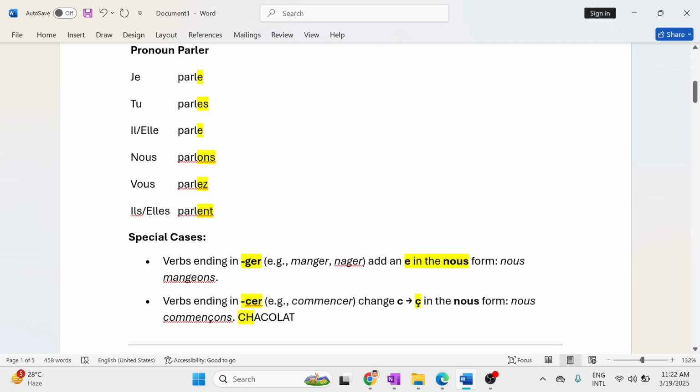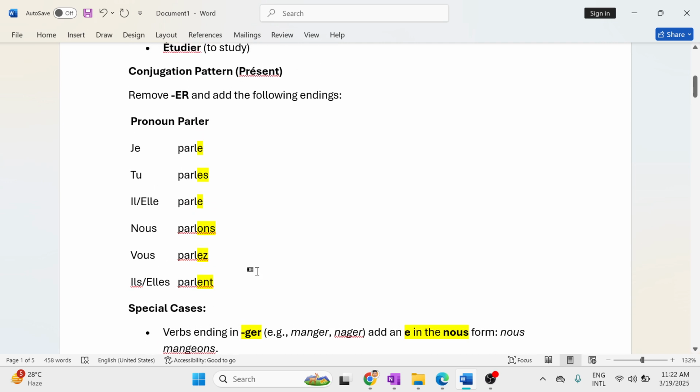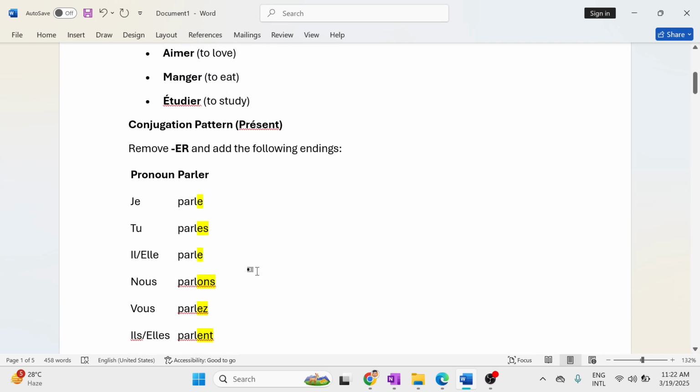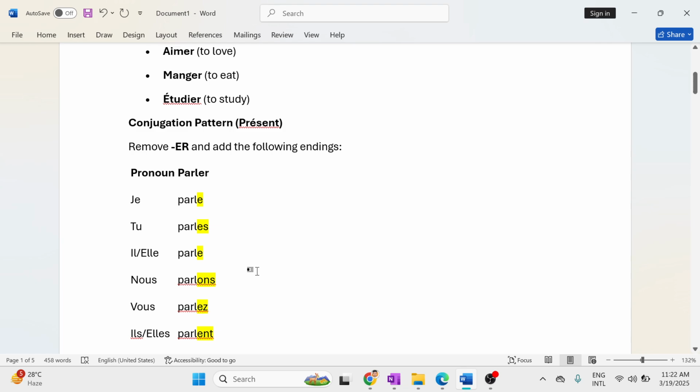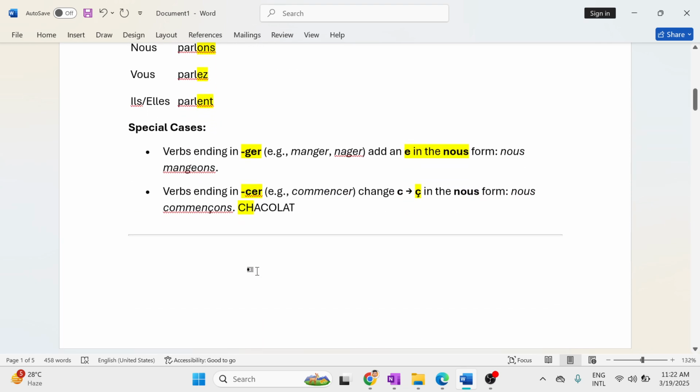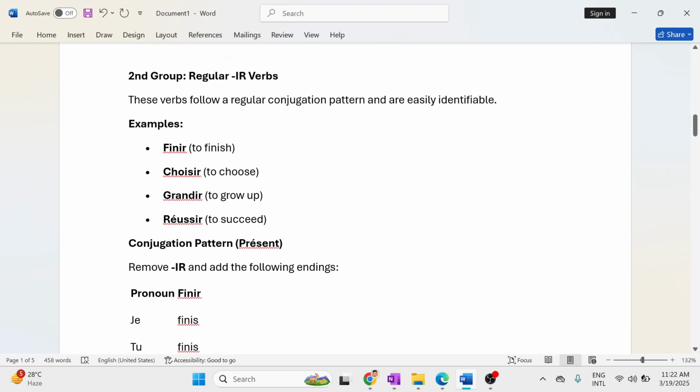Okay. Any doubt about the first group? Anything? No. Okay, so I'll be moving to the second group now. I have explained this part very well, and then I think we'll be moving to the second group now.